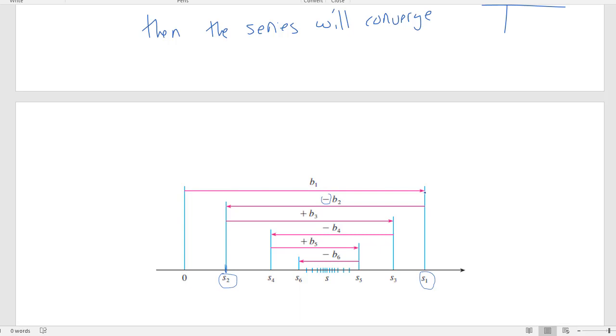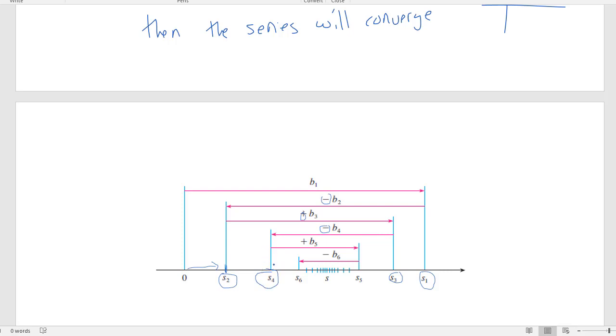If my terms are decreasing, the first term is larger in absolute value. When I add the second term, it is getting smaller, and so I end up over here. I have a positive second partial sum. Then I add the third term, which is positive and getting smaller, so I end up here at the third partial sum. Then I add the fourth term, which is negative and smaller, so I end up somewhere here, the fourth partial sum.